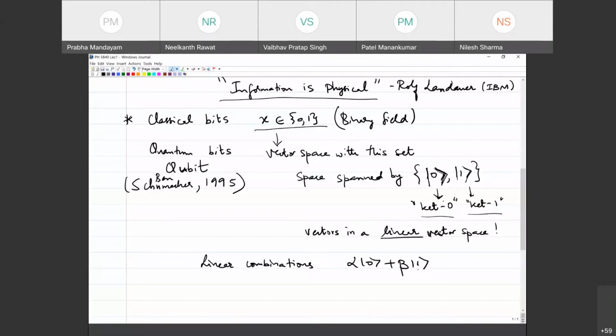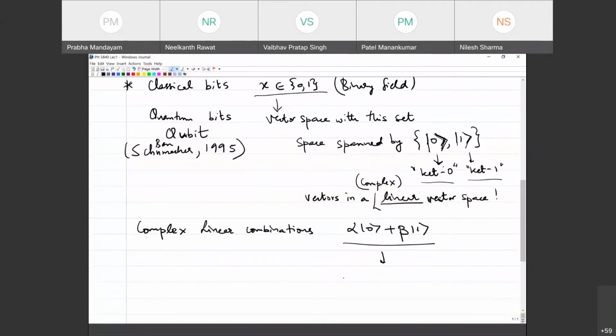Now, let me qualify this even further, because those of you who know a little bit of linear vector spaces will immediately ask me, over what field are you constructing this vector space? So I'm constructing this over the complex field. So these are now vectors in a complex linear vector space. So I can take complex linear combinations of the form alpha 0 plus beta 1, and this would also be a valid state of the qubit, right?